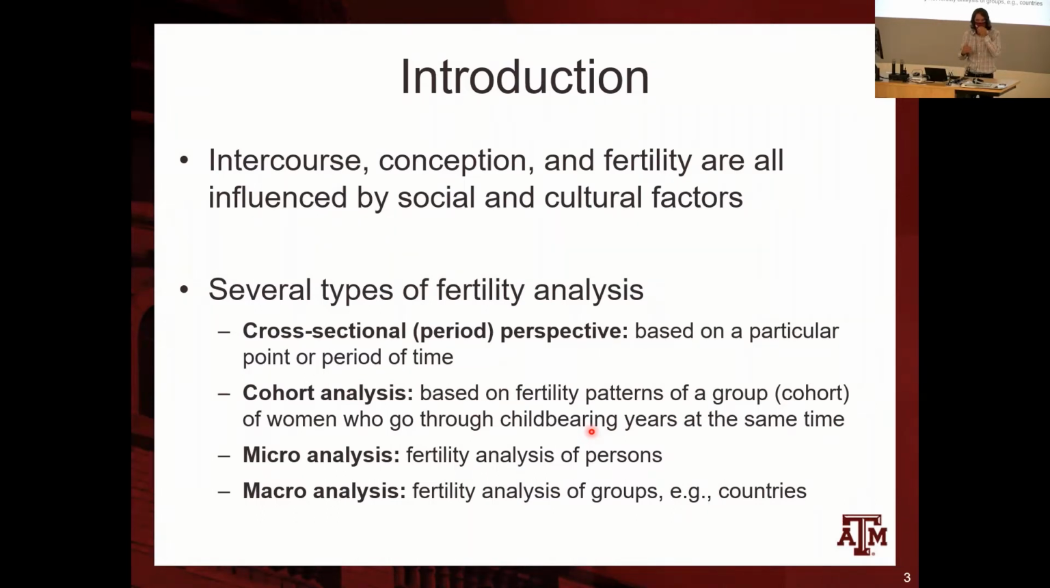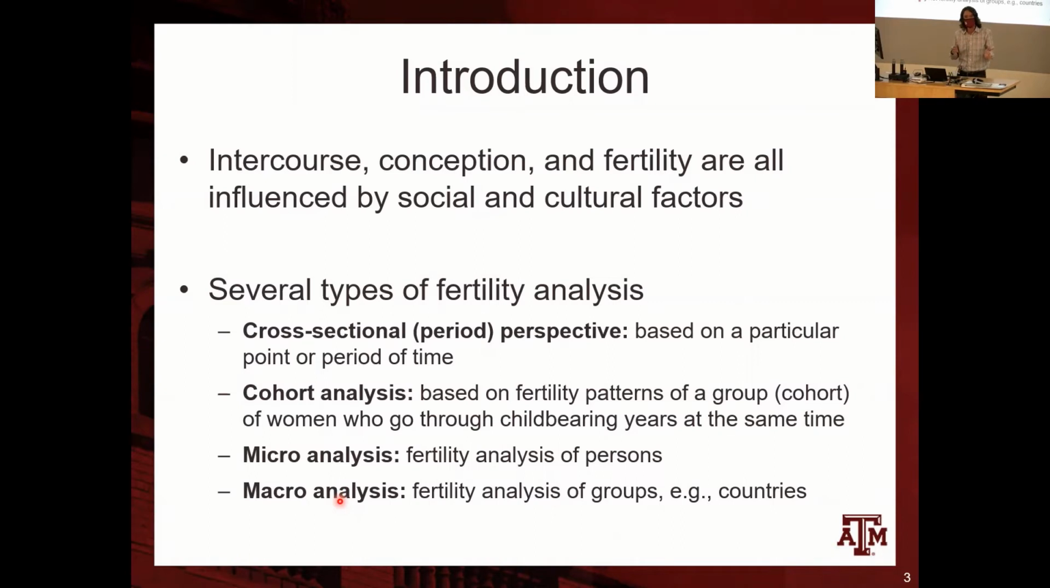In microanalysis in fertility, we will try to understand what the individual factors are that make people have more or fewer children, or more specifically, what the characteristics of women are that make them more or less likely to have children. In the macro analysis, we will look at the aggregate level. What's the level of development of a country, the urbanization percentage in the country? What are the major characteristics of a country that make people want to have more or fewer children?